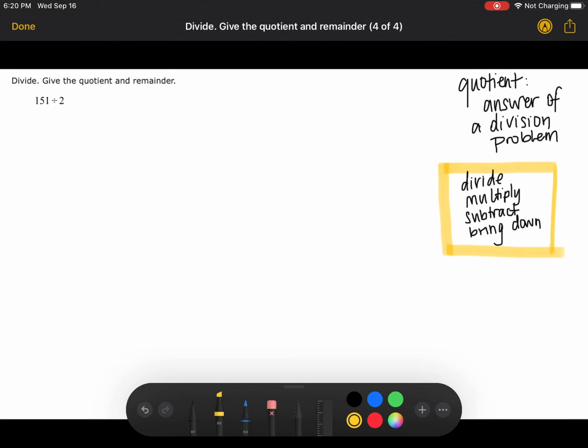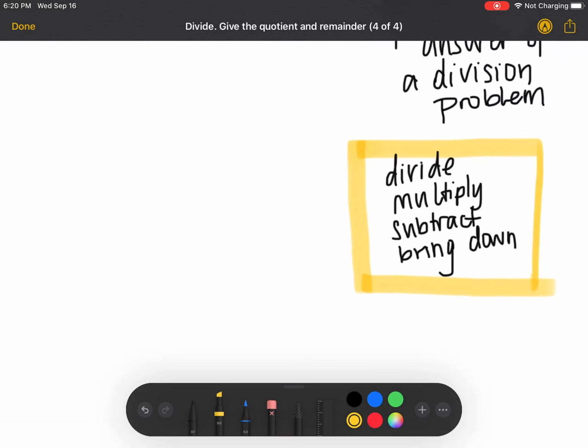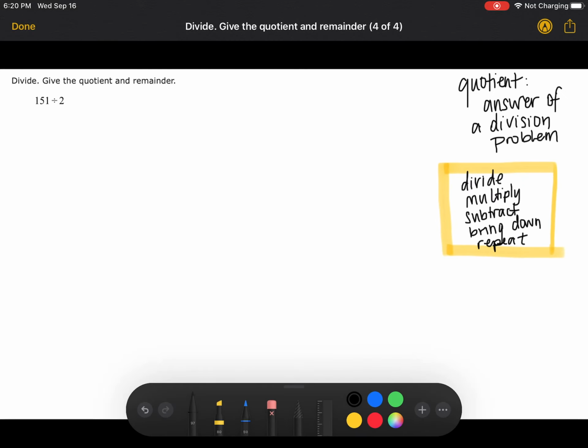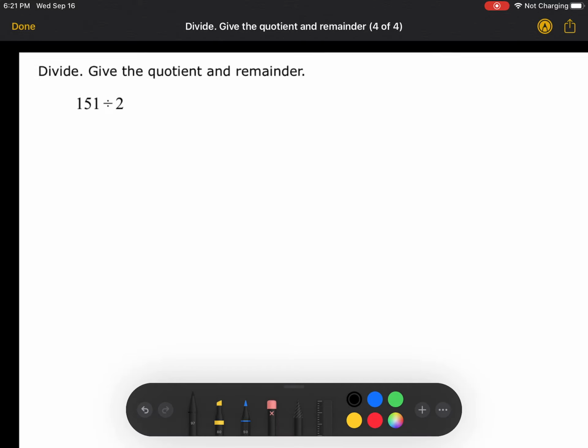So the quotient is the answer of a division problem. So it's telling you what is the answer and then what number is left over once you're done. And I've put in the corner the steps of how to divide using the standard algorithm. And that is to divide, multiply, subtract, and then bring down. And then the last one of repeat, because in most cases, you're going to have to do that at least more than once. Anyway, so let's just jump into it.